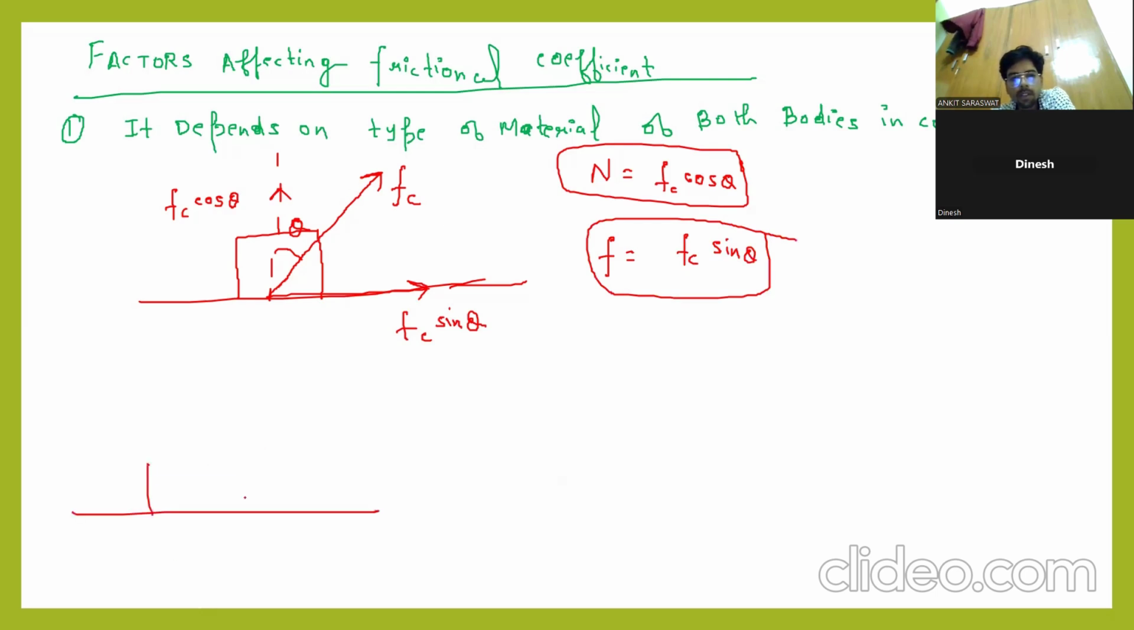Please tell me, when theta is more, when FC is like this, here theta is more. When sin theta is more, then friction will be more. When theta is 90 degrees, then friction is maximum. Clear? And in that condition, cos 90 is 0 and normal is 0.